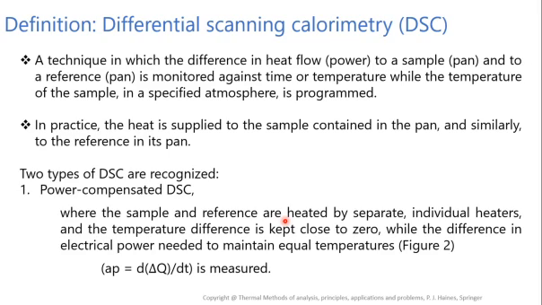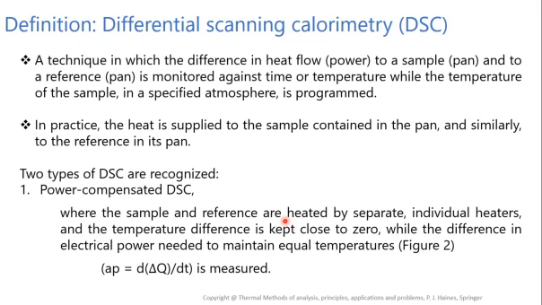So in practice, the heat is supplied to the sample contained in a pan, and similarly to the reference in its pan. Means what? Heat is supplied to both the sample as well as the reference, and then the difference in the power we can measure in the DSC. Okay, so there are two types of DSCs recognized. The first one is the power compensated DSC, and the second one is the heat flux DSC.